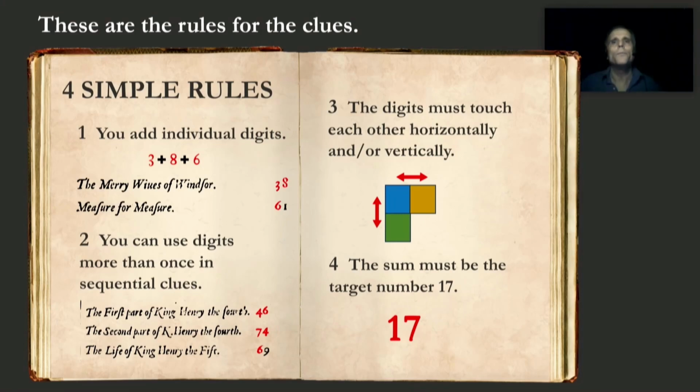Rule number 2. You can use digits more than once in sequential clues. Rule number 3. The digits must touch each other horizontally and/or vertically. Rule number 4. The sum must be the target number 17.